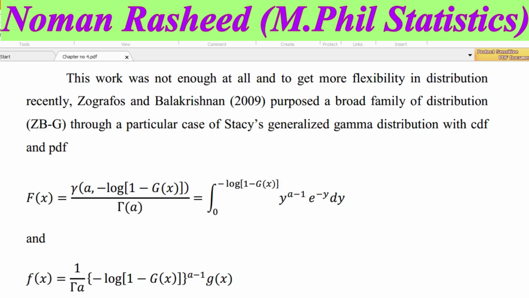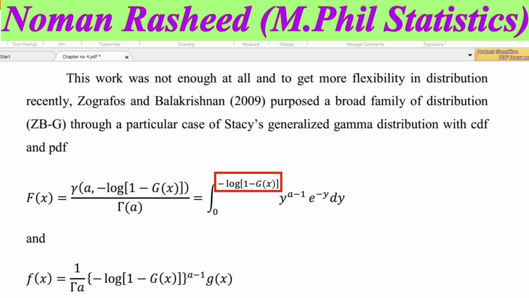Zografos and Balakrishnan introduced a family of distributions, so-called the ZBG class of distributions, on the basis of the gamma distribution. They used a transformation to generate the new distribution, the new G class. They integrated the gamma distribution from the lower limit to the upper limit, and they used the upper limit as minus log 1 minus Gx. Gx is the cumulative distribution function of the baseline distribution.